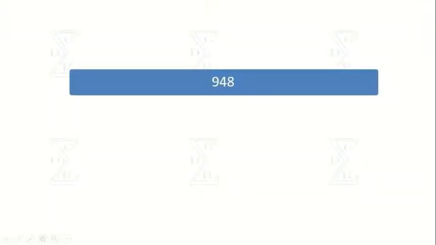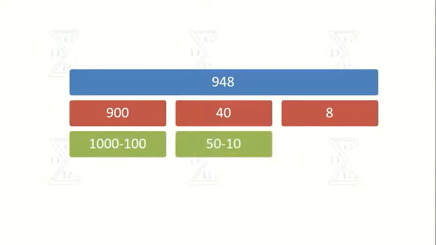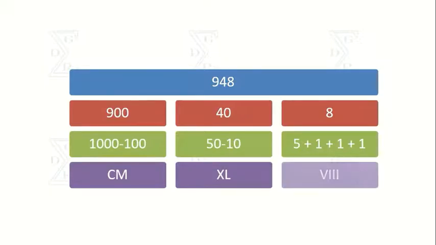Let us observe 948. The expanded form of 948 is 900 plus 40 plus 8. As early we have discussed, 900 can be written as 1000 minus 100. Similarly, 40 as 50 minus 10. And 8 as 5 plus 1 plus 1 plus 1. So we write 900 as CM, 40 as XL, and 8 as VIII. Finally, Roman numeral of the Hindu numeral 948 is CMXLVIII.